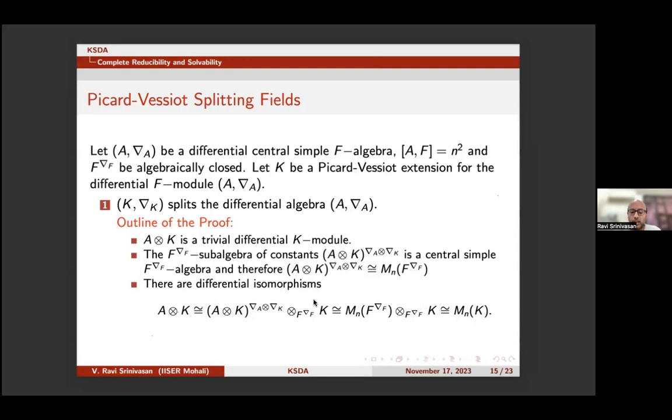And then finally, the last line is simply that A tensor K can be written in this case as a tensor product, these two are essentially linearly disjoint. You can think of it like that. So the constants of A tensor K tensored with K is going to be isomorphic to A tensor K. And then since the first factor of this tensor product is, as we just showed, M and F, the equation then shows that A tensor K and M and K are isomorphic.